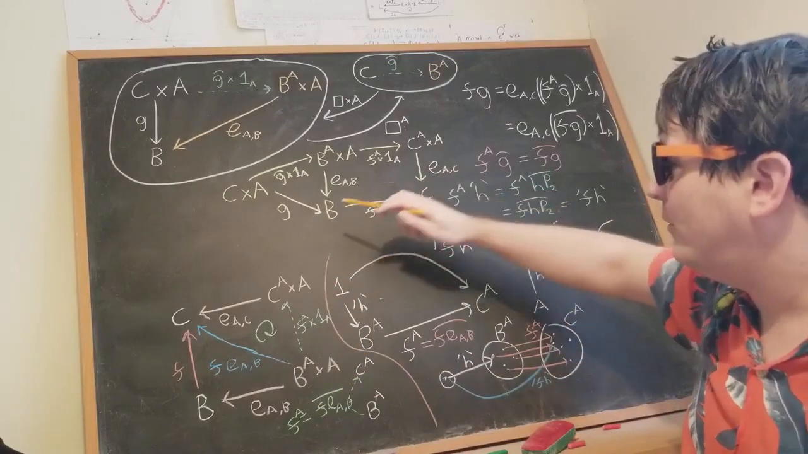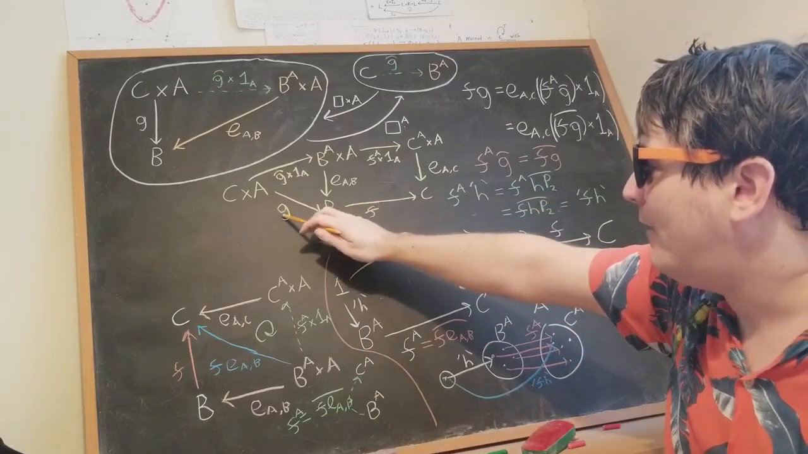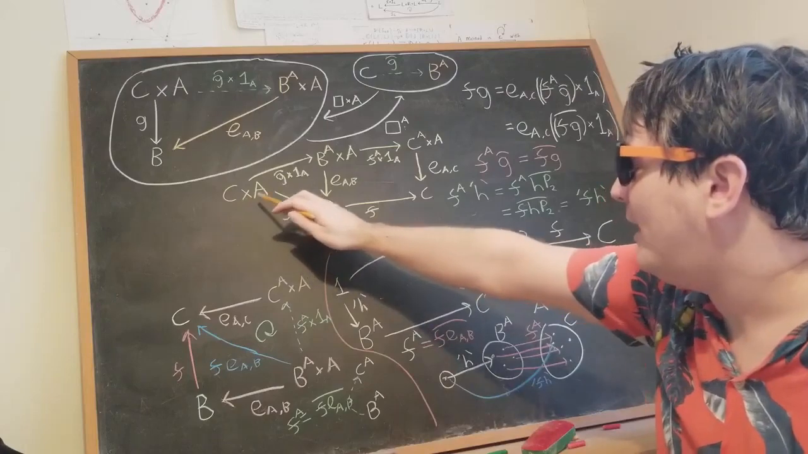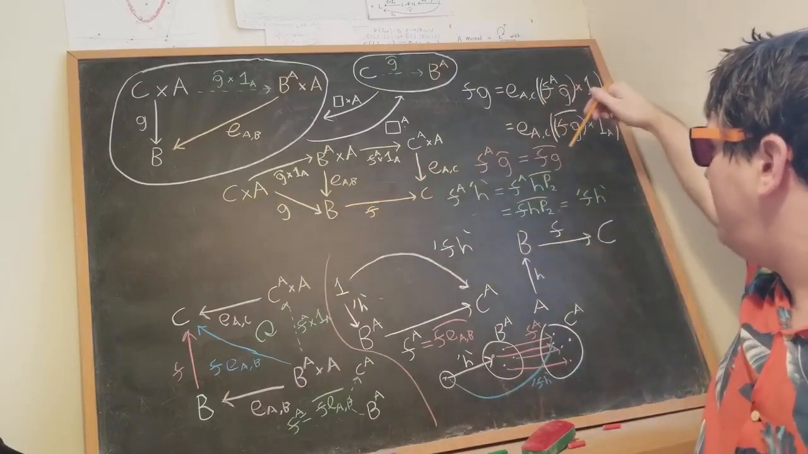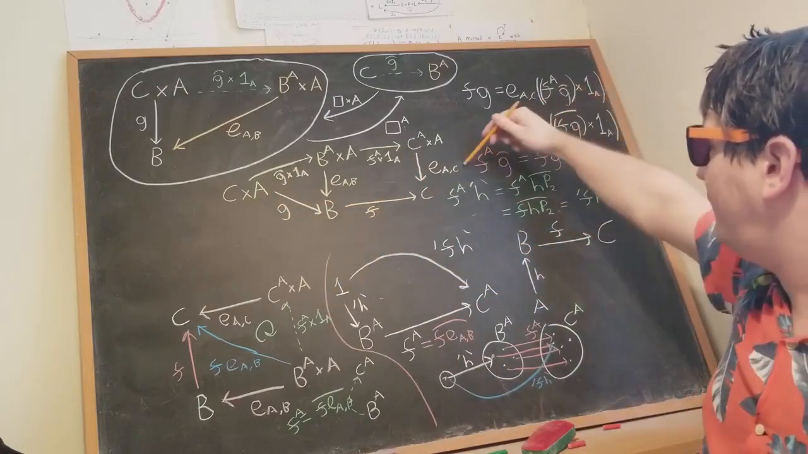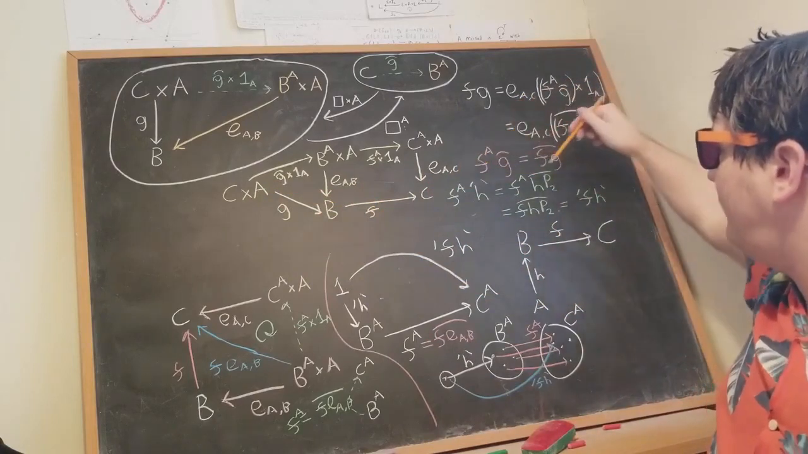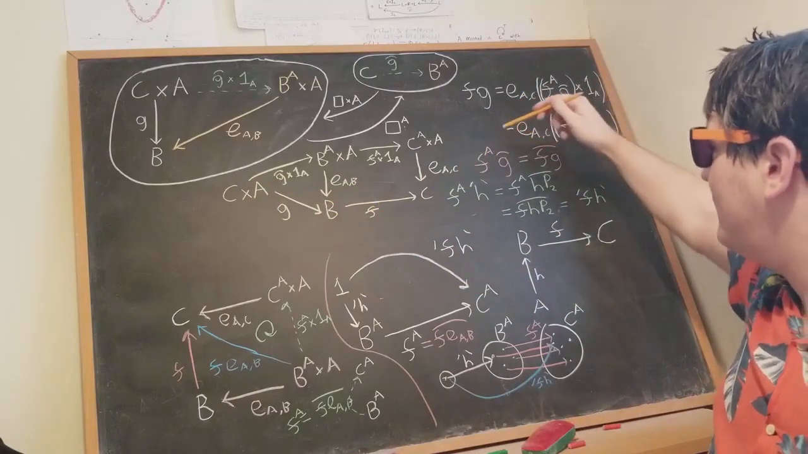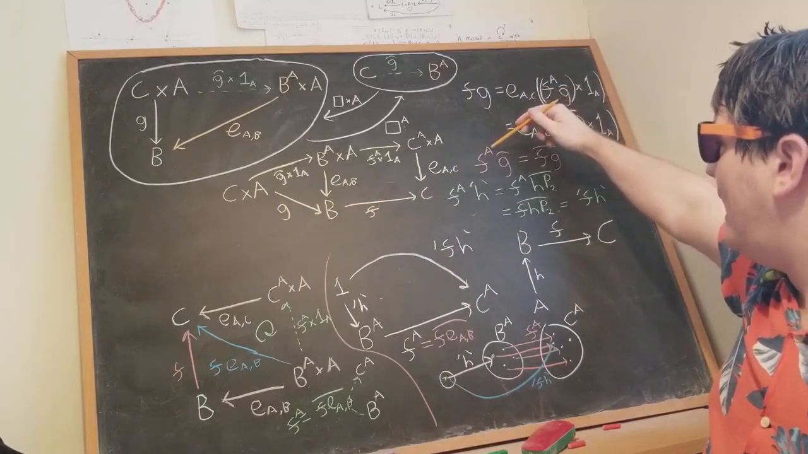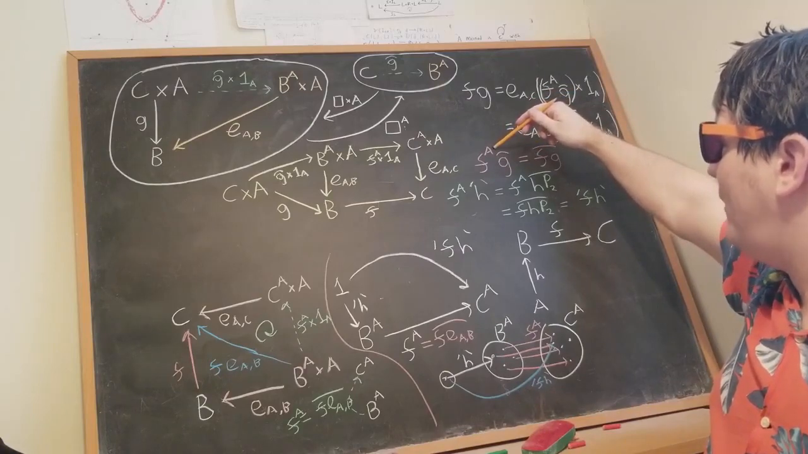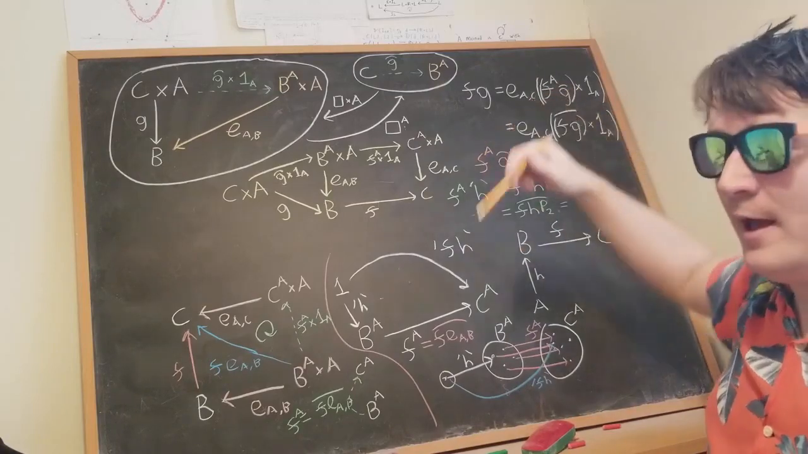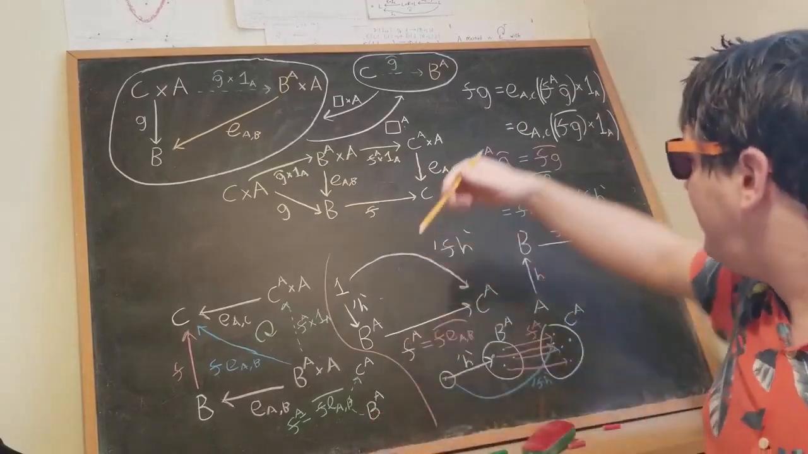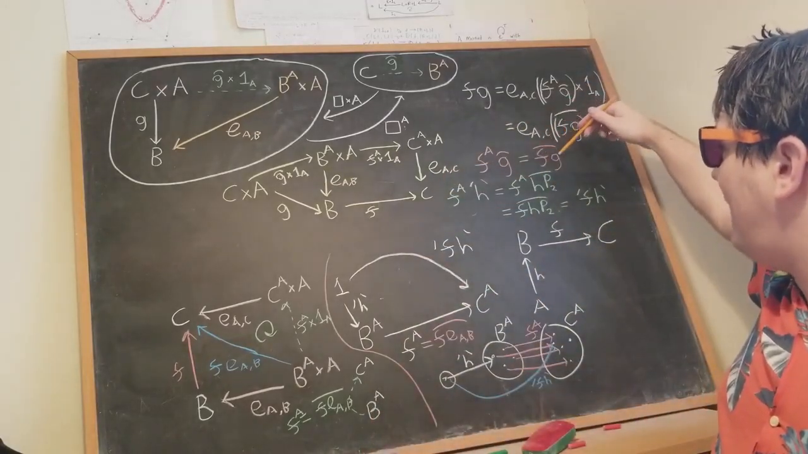So more generally, if we have an arrow G from C times A to B, then we actually have this relationship holding. Okay, so this is more general. This says that F to the power of A after the transpose of G gives us the transpose of F after G.